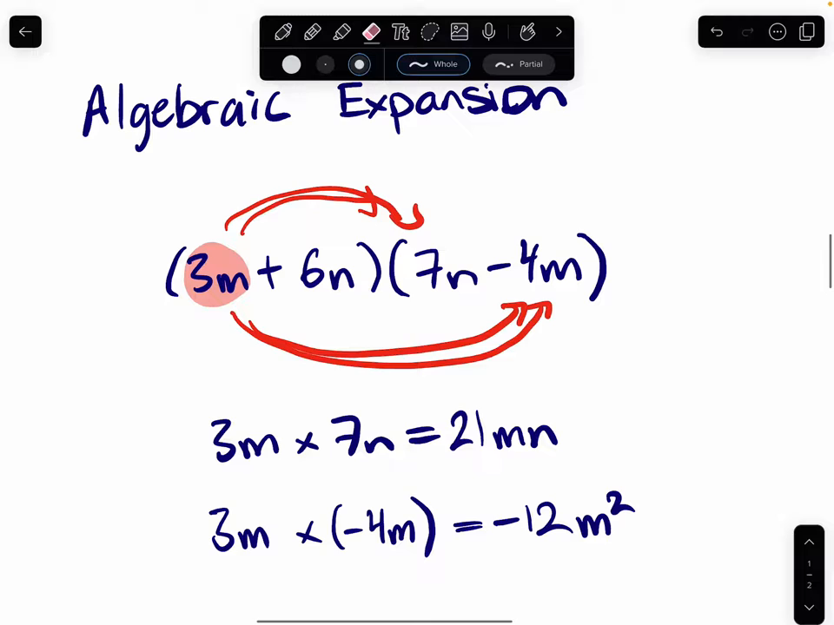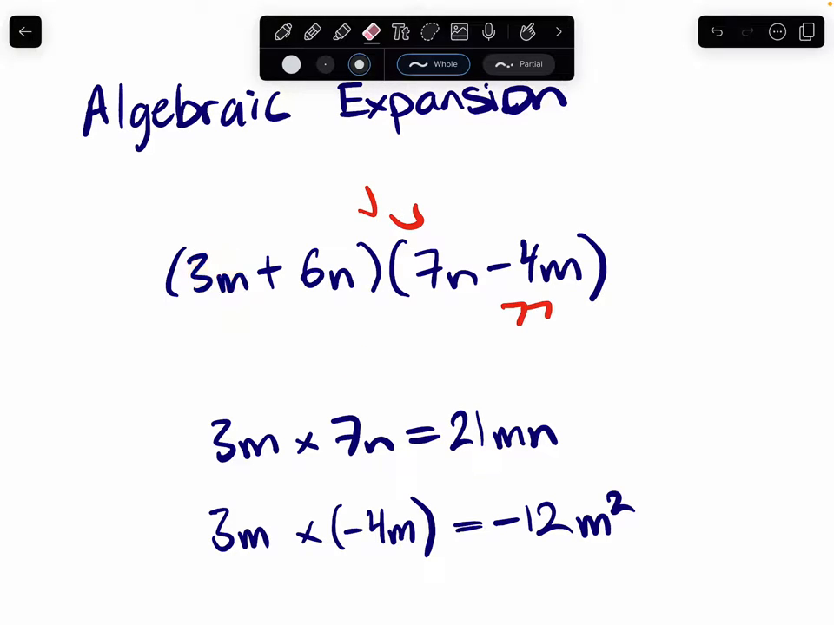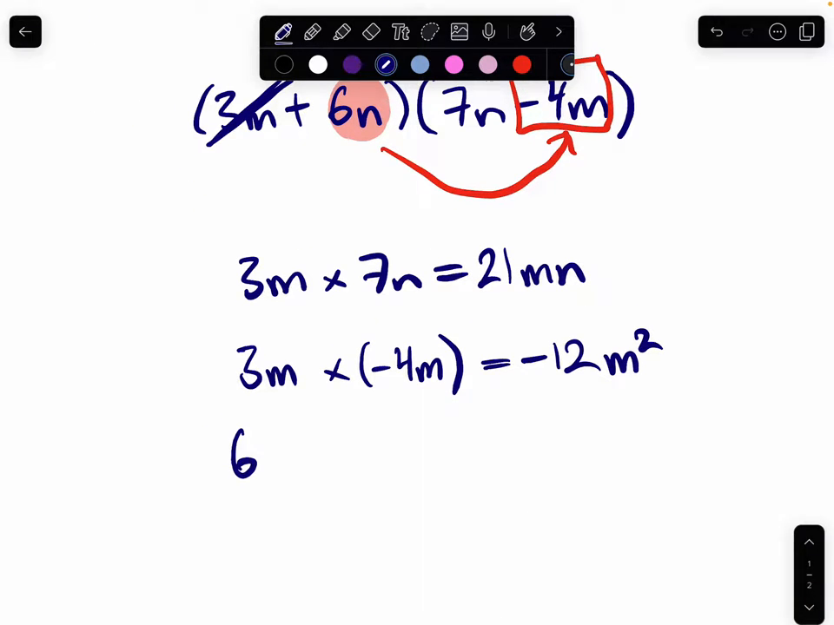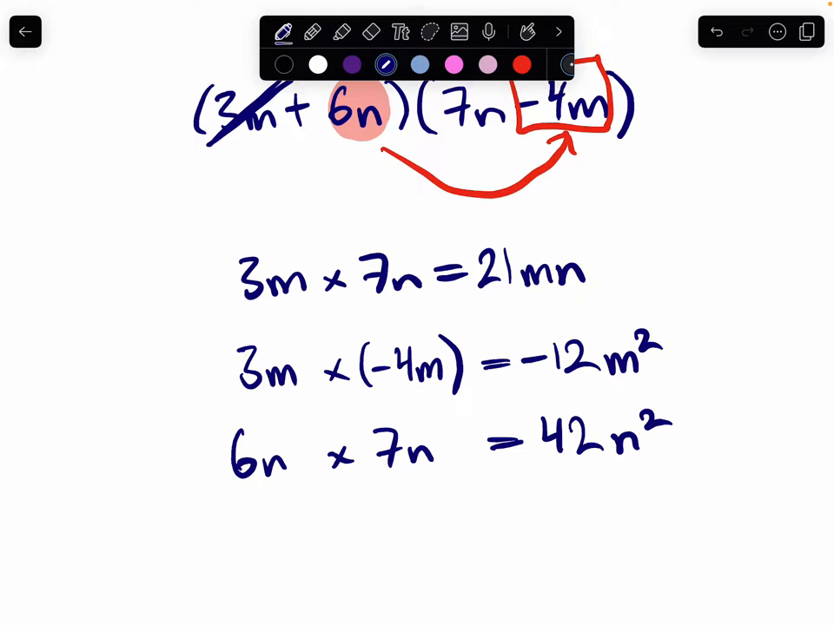Now, I'm going to erase all of this mess. We've done our first two terms out the way. We can cross out this, and now we're going to go 6n, our second term. We're going to go multiplied by 7n, and then multiplied by negative 4m. So 6n times 7n equals 6 times 7 is 42. N times n is n squared.